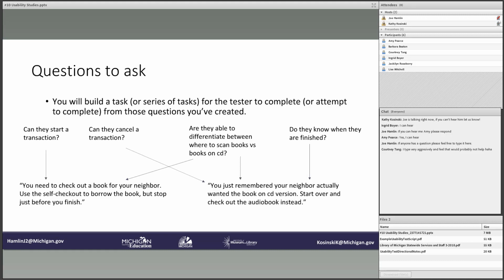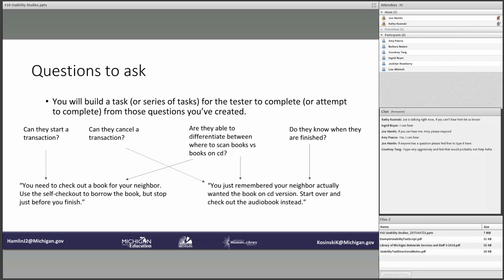And then the questions to ask. So if you remember, we had all of these sort of, are they able to do these things earlier from your goal question. So you're going to build either a task or a series of tasks for the tester to complete from those earlier questions you have. So can they start a transaction? Are they able to differentiate between where to scan books versus books on CDs? And you put them into a real world situation for them.